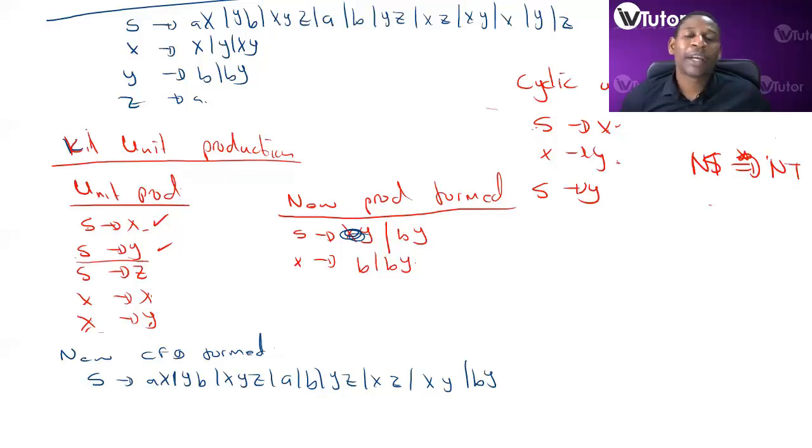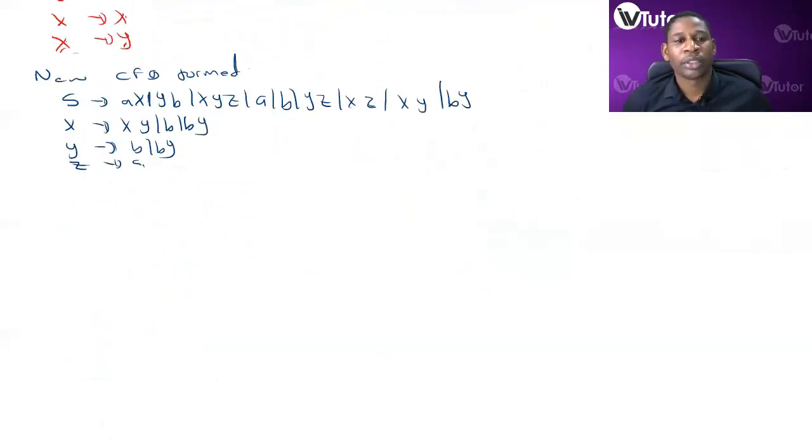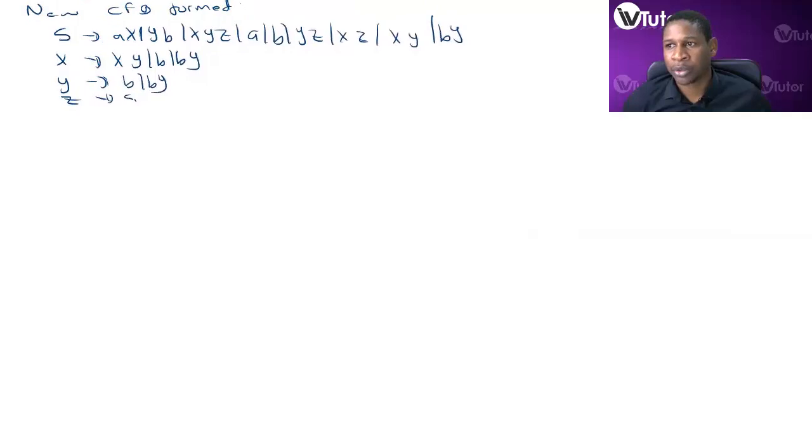So if you're unsure, it's fine. You can put it there. You figure out when you're writing down, you see that there's a duplication there. So you do not need the duplication. You can throw away 1 and remain 2. X goes to XY, BO, BY. Then Y goes to BO, BY, and Z goes to A. So this is the new CFG form.